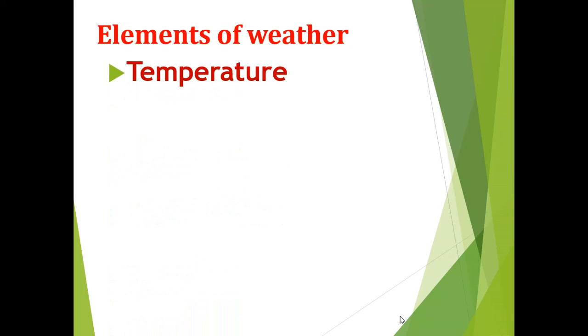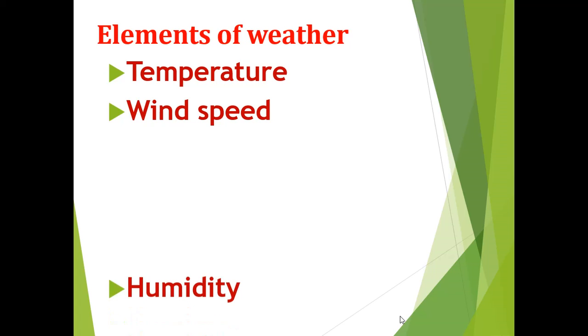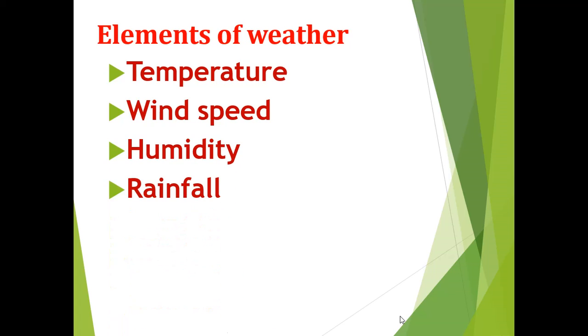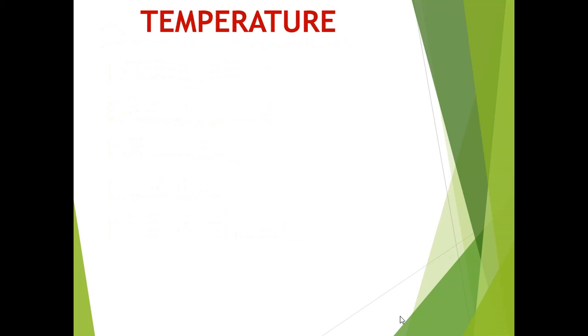Now let us see elements of weather. So following are the elements of weather. So what are the elements of weather? Temperature, wind speed, humidity, rainfall, wind direction. So these are some of the elements which are responsible for the change in weather. Okay, so weather means, we know, day to day condition at the particular place, isn't it? So here elements of weather: temperature change, wind speed, humidity, rainfall, wind direction.